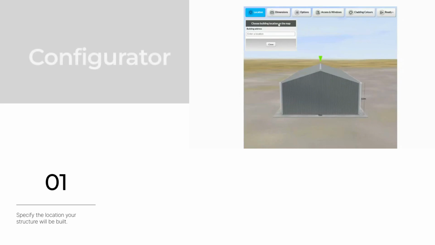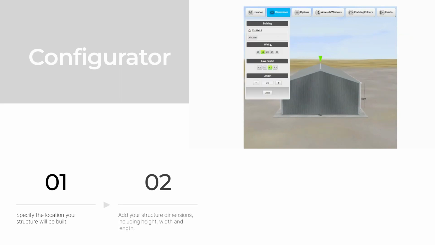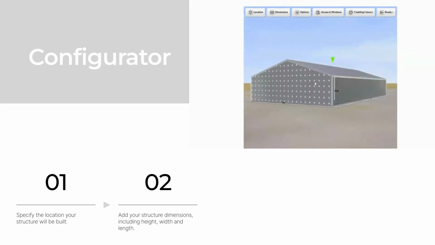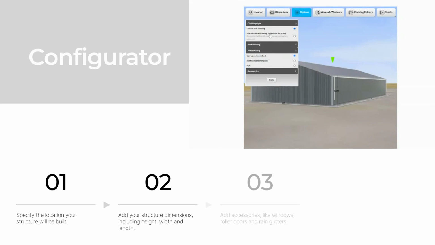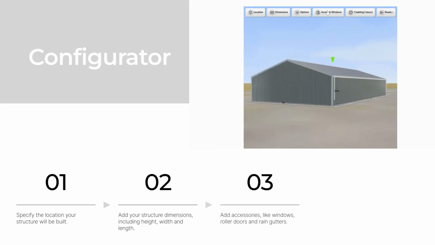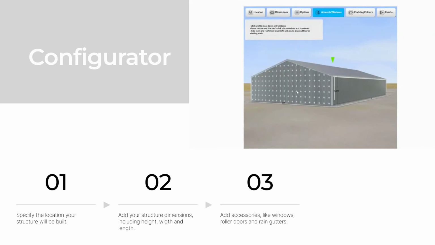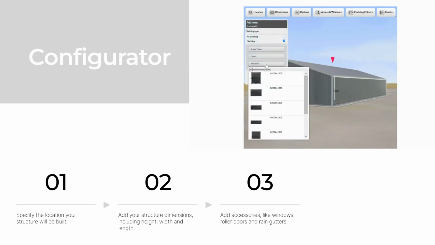Getting into the configurator is easy. Firstly, you will specify the location where your structure will be built. Second, you will specify the dimensions. This is done by putting in the length, width, and height of your desired structure. But that's not all. You can also choose from a variety of features to add to your structure, such as the type of walls and type of roof you like, plus choose from accessories like rain gutters.